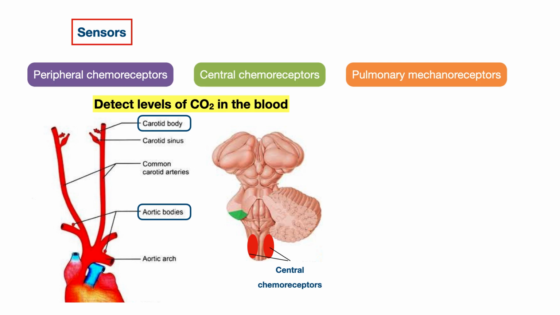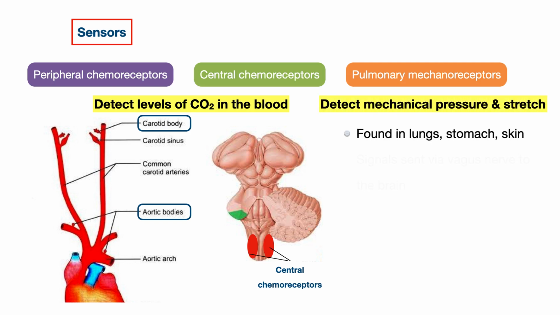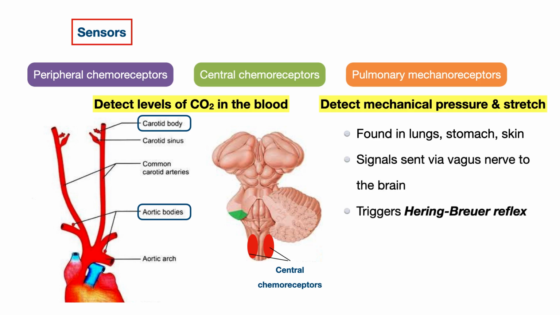Pulmonary mechanoreceptors detect mechanical pressure, distortion, and stretch, and are found in many parts of the human body, especially the lungs, stomach, and skin. When the lungs are inflated to their maximum volume during inspiration, the pulmonary stretch receptors send an action potential signal to the medulla and pons in the brain through the vagus nerve. The Hering-Breuer reflex is triggered to prevent overinflation of the lungs.